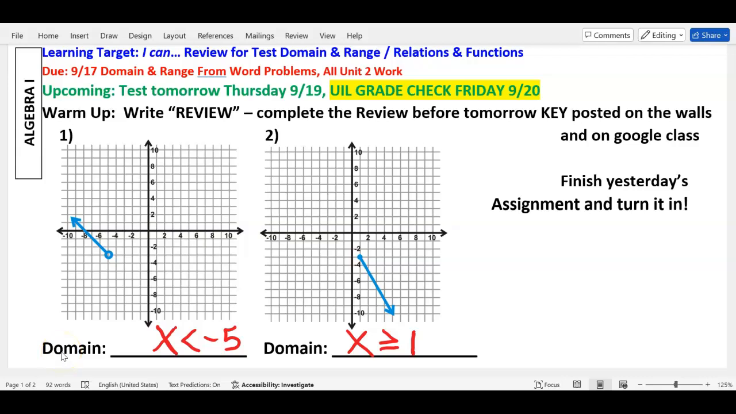So again, is everyone looking up here where you can hear me, right?